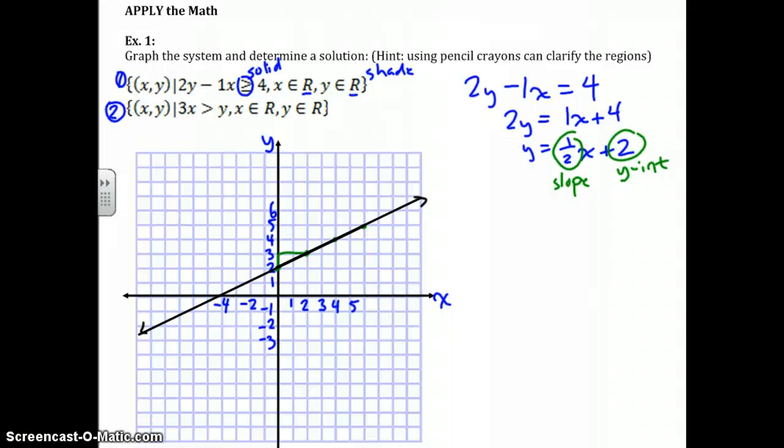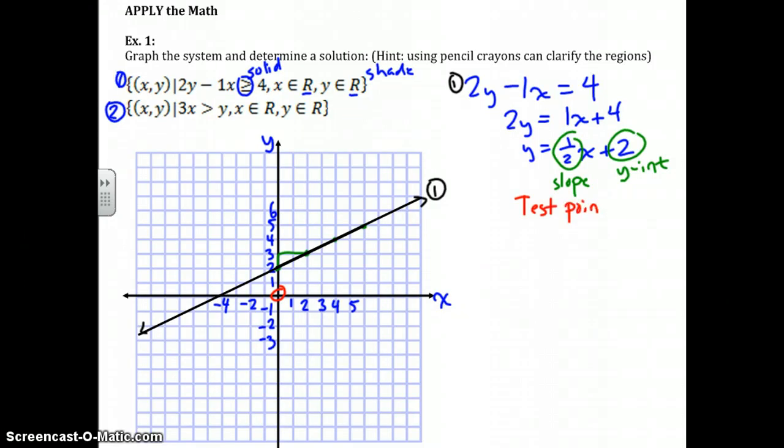So maybe I'll mark that with a 1, indicating that that's my number 1. Maybe I'll put that up here too. So that's the first inequality, but we haven't dealt with the inequality part yet. We just dealt with the line. So we need to decide above or below the line to shade. To deal with that, we could use a test point. So take, let's say 0, 0 as our test point.